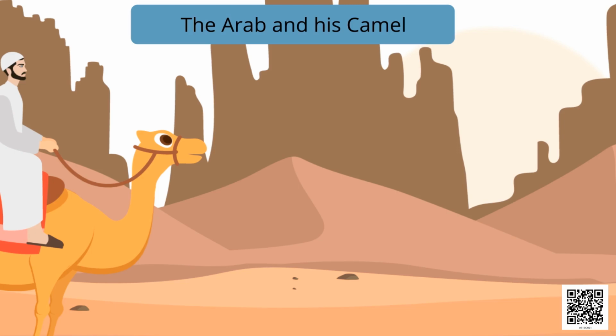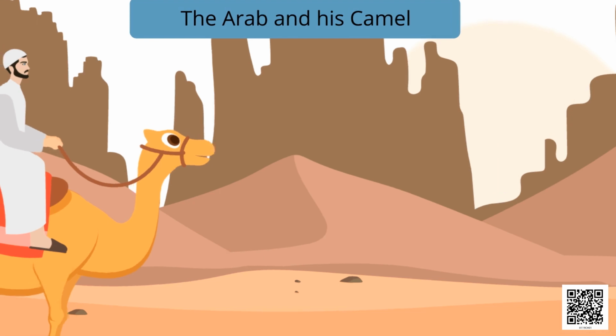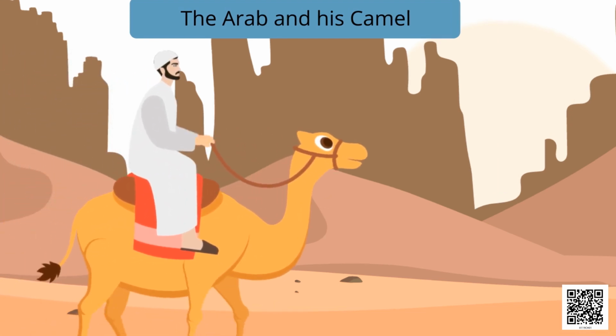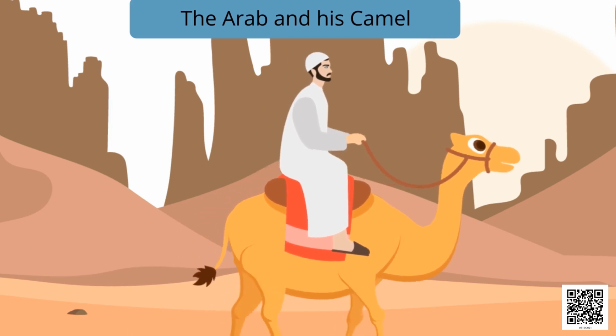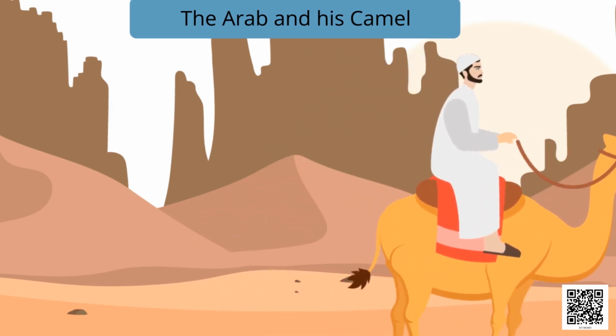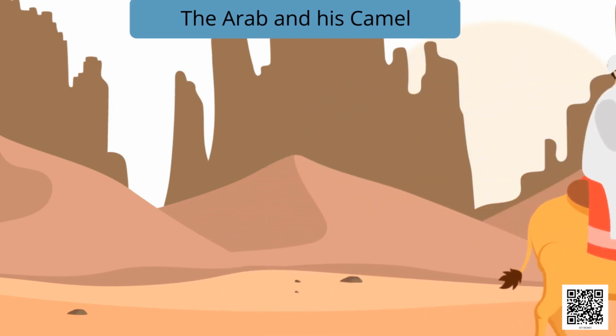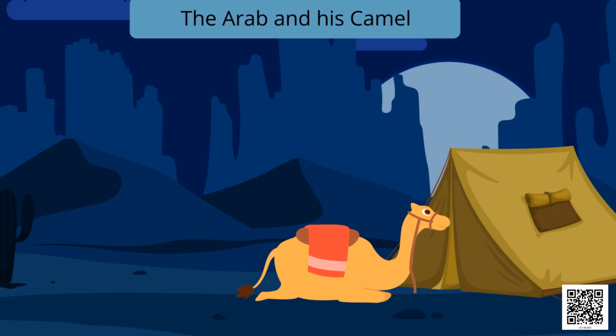This is the story of an Arab and his camel. The title of the story is An Arab and His Camel. These were winter days. One Arab was crossing through the desert over his camel. As the night arrived, the Arab fixed his tent and went inside to sleep. The camel was outside the tent and it started feeling cold.